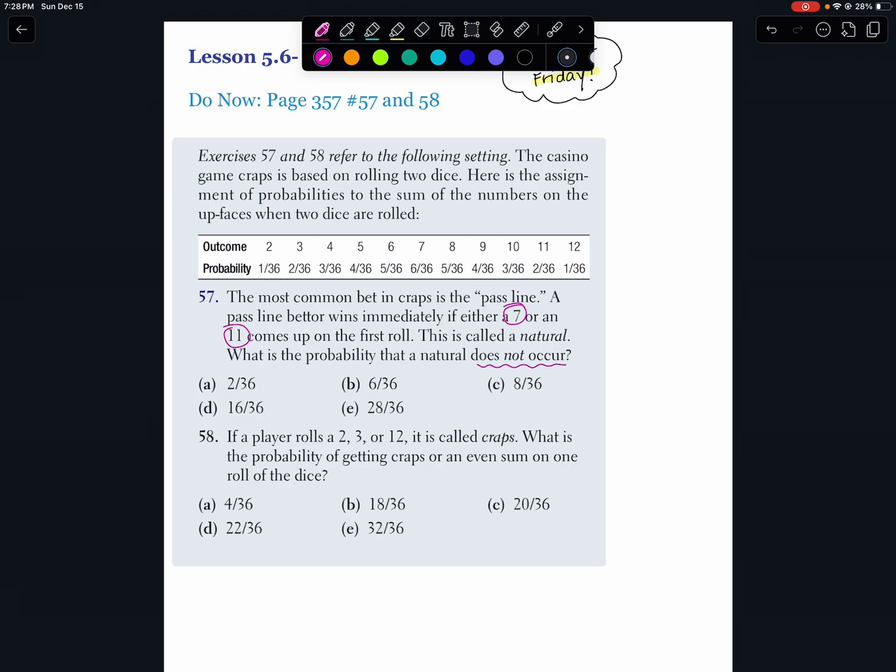Okay, so in this one, just make sure that you pay attention to the words. So a 7 or an 11, that would be the 6 out of 36 and the 2 out of 36. So the chances of getting the natural would be 8 out of 36. So if we want not the natural, we want to do 1 minus 8 out of 36, which will give us 28 out of 36, which is choice E.